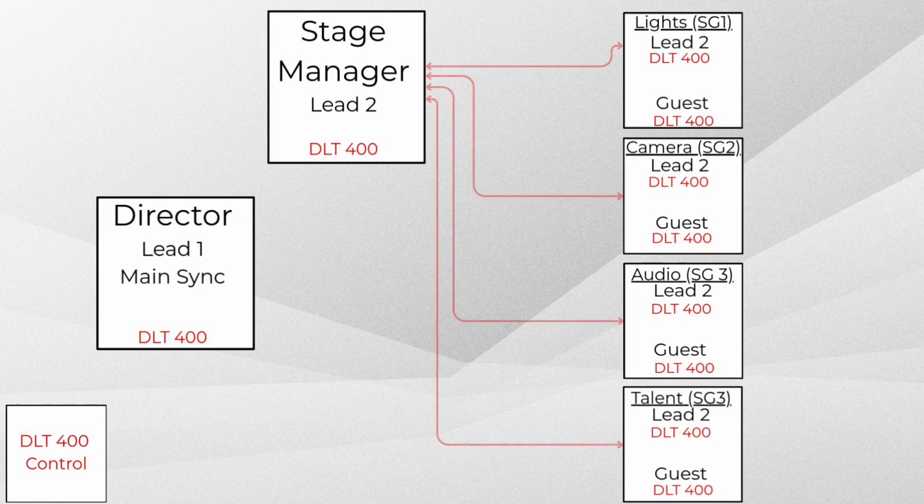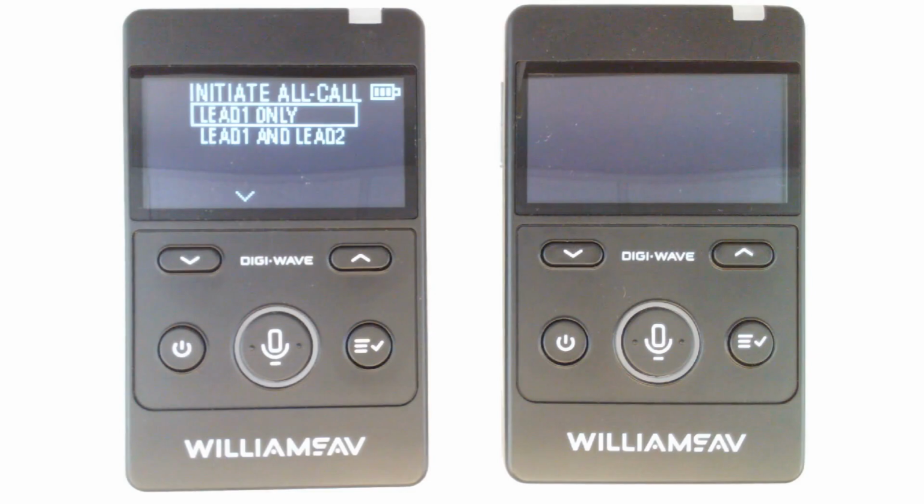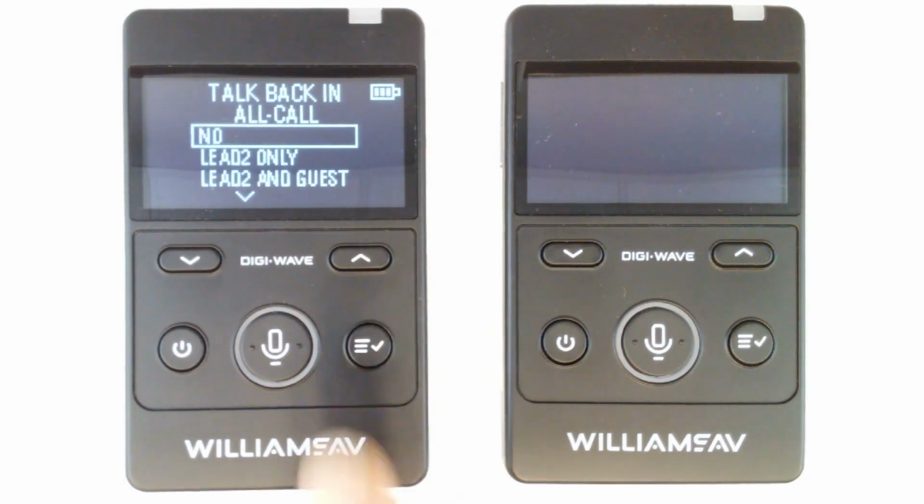The stage manager, assigned as Lead 2, communicates actively with all subgroups, but doesn't need to initiate an all call. Their role involves coordination that's crew-specific rather than universal. Given this structure, we'll select Lead 1 only for all call access.